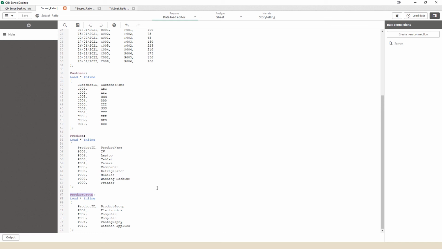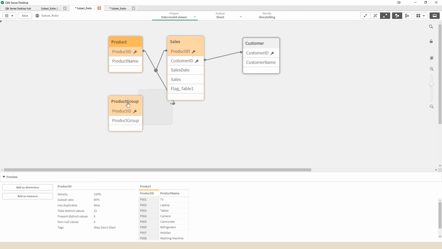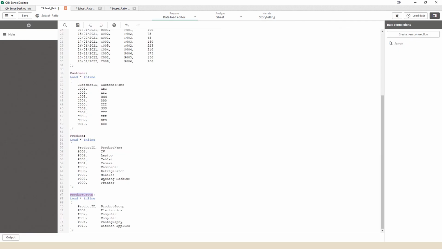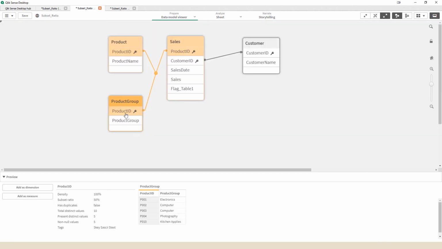So now the total distinct product ID count from the entire data model is 10. If you see here, in the product table we have 9 distinct product IDs, so 9 divided by 10 means 90%. Here we have only 5 product IDs, 1, 2, 3, 4 and 10. So 5 divided by 10, it will be 50%. And in the sales table we have 6 product IDs, so 6 divided by 10, so it is 60%.